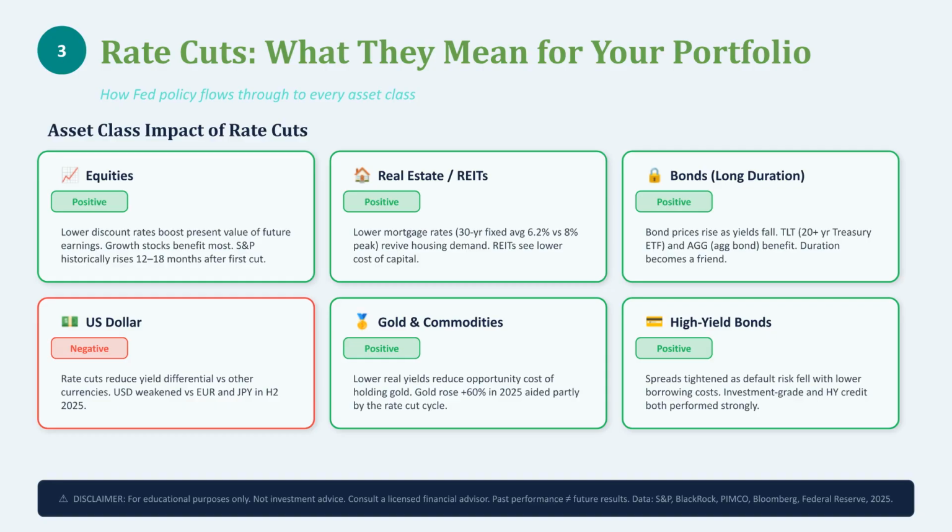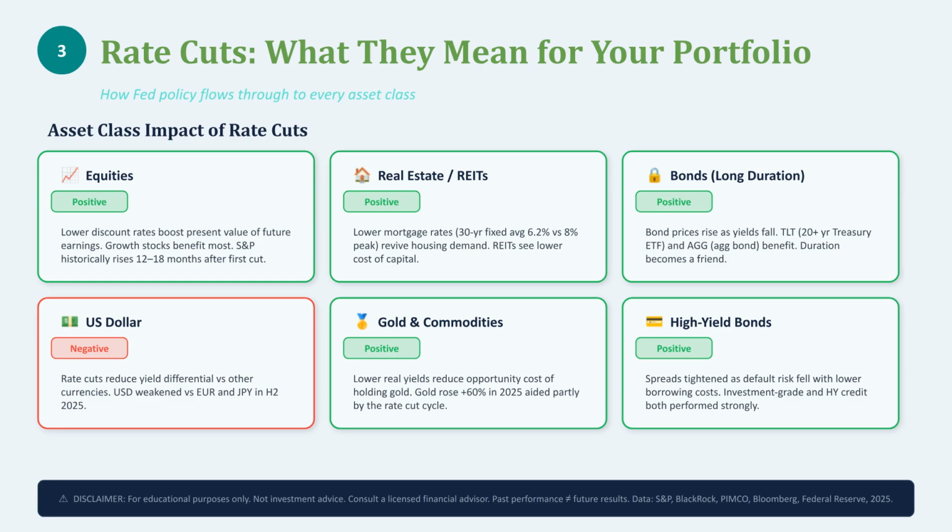Real estate and REITs respond positively as mortgage rates fall. The 30-year fixed mortgage rate dropped from near 8% at its peak towards 6.2% by end of 2025, beginning to unlock housing demand that had frozen at higher rates. Long-duration bonds, TLT and AGG, see price appreciation as yields fall. Bond duration becomes an asset in a cutting cycle.